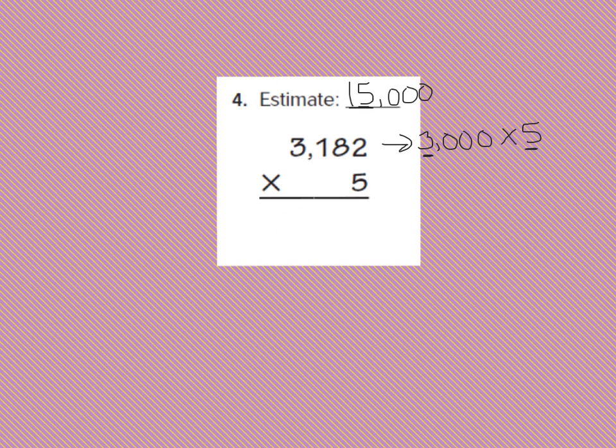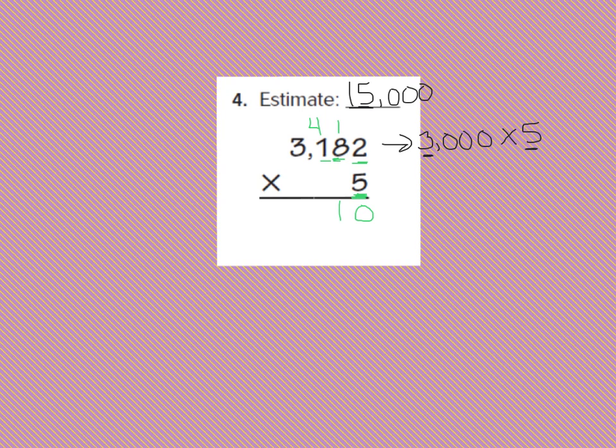Let's go ahead and multiply. This 1-digit number, the 5, needs to be multiplied by every place value up top, starting with the ones place. 5 times 2 gives me 10. I drop down my 0, regroup my 1. Now I need to multiply 5 times 8, which is in the tens place. 5 times 8 is 40, plus 1 is 41. Drop down my 1, regroup my 4.